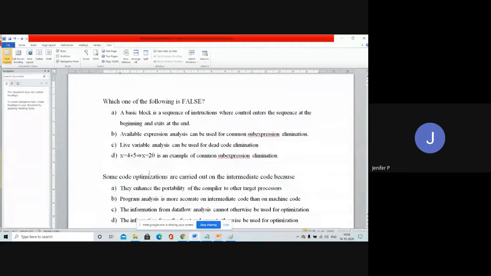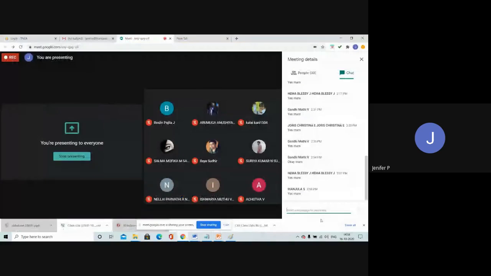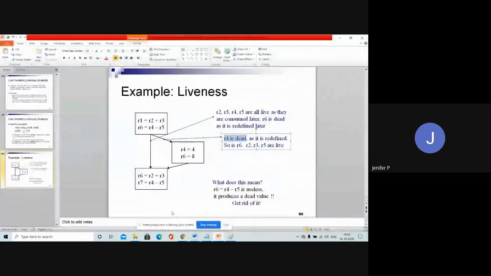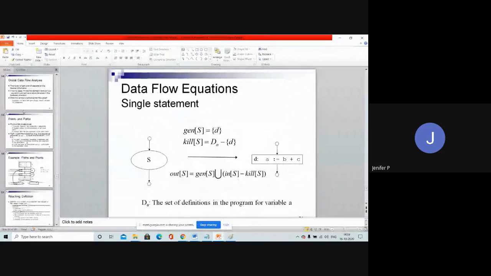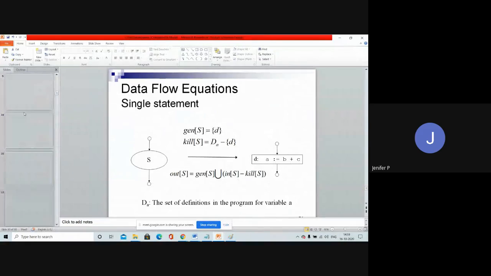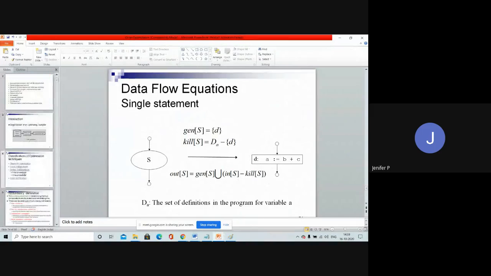Is an example of, can anyone tell me? It is an example of one of the techniques. What is the name of that technique? I will show you the example. See here.